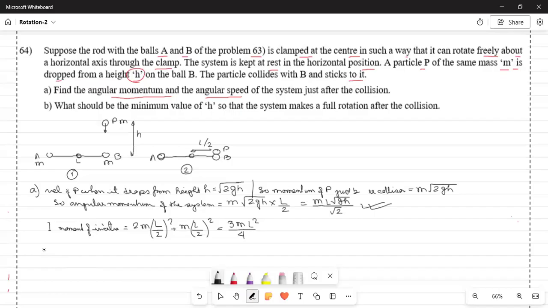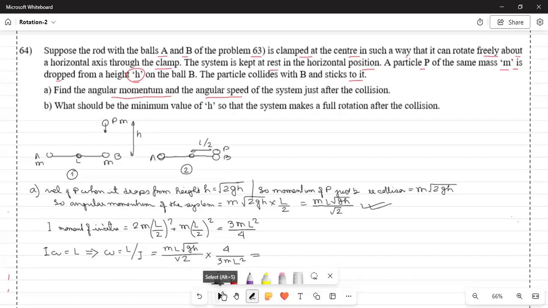Now we use the equation I omega is equal to L. From here we get omega is equal to L upon I. We have already found L, mL under root gh by root 2. So this is mL under root gh by root 2, divided by the moment of inertia, 3mL square by 4, where 4 will go upward.